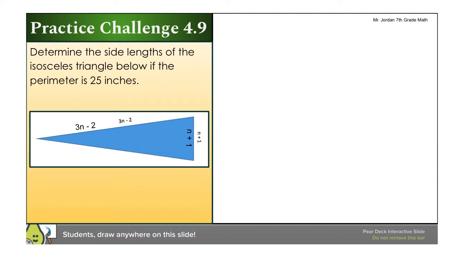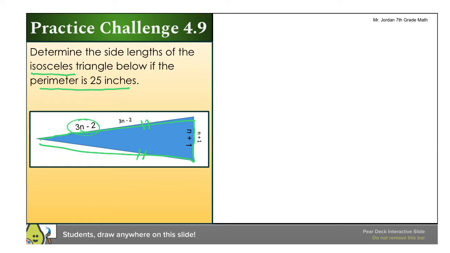In lesson 4.9 practice challenge, we're given the perimeter of 25 inches, but we're not looking at the rectangle, we are looking at the triangle. And this tells us that it's an isosceles triangle, which means two sides are the same length. So this side is the same as this.